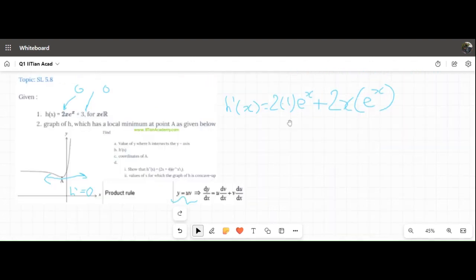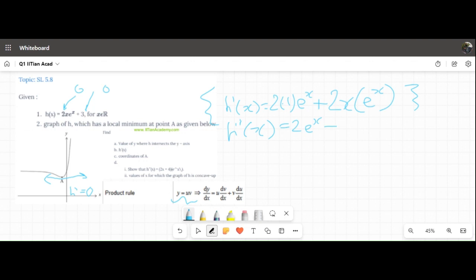For our next question, part D(i), we're asked to show that the second derivative of our function h is equal to (2x plus 4) times e to the power of x. So to find our second derivative, we're just going to use the first derivative that we've already taken and take the derivative again. So we'll get h double prime of x is equal to 2 times the derivative of e to the power of x, which is just e to the power of x.